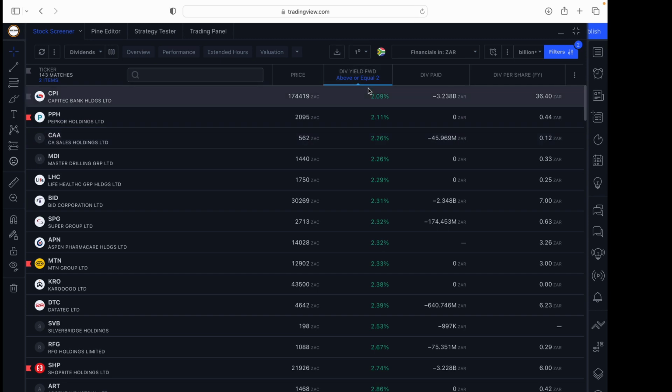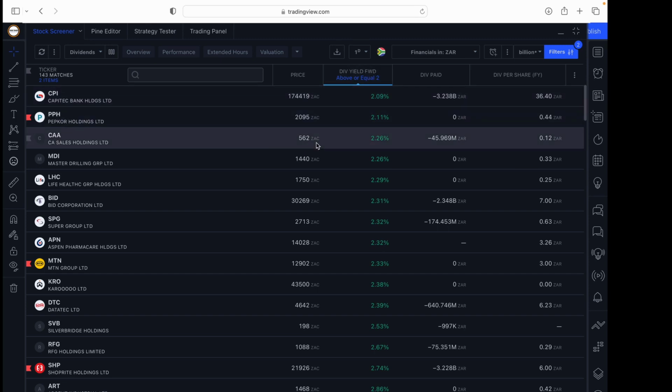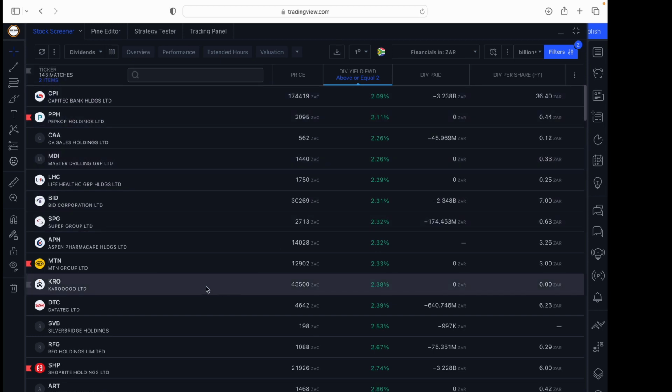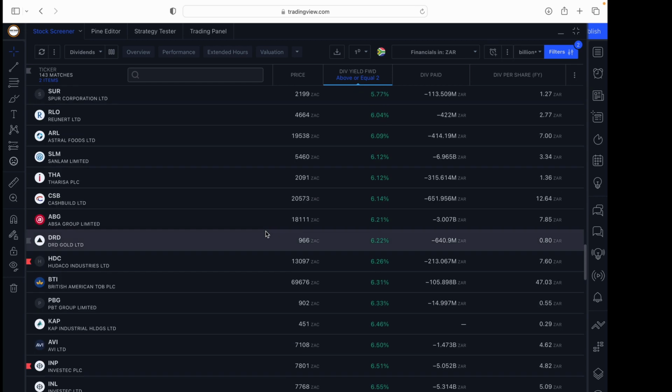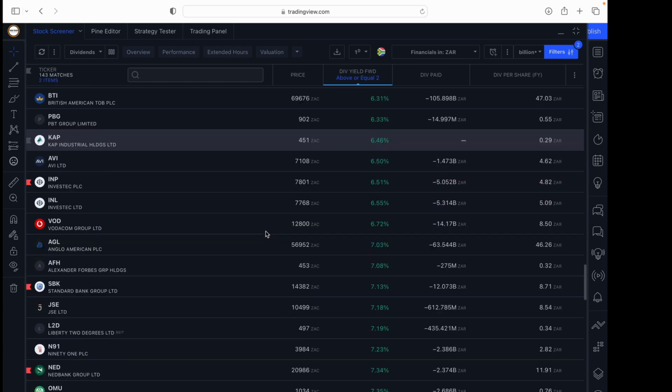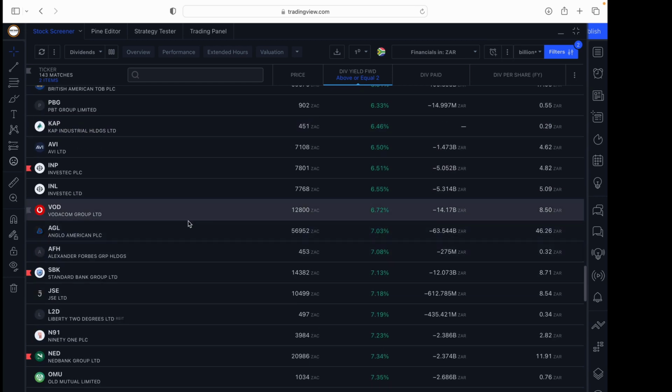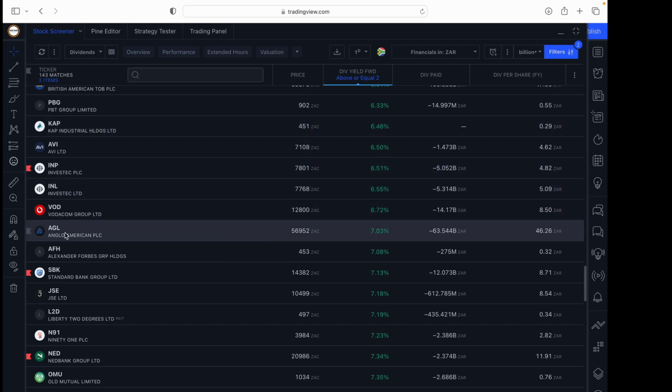So from here you can see we just filtered all the companies that have a dividend yield greater than 2. So we are left with 143 companies. Then you can scroll through. Another thing that you can consider is to look at the inflation. Where is the inflation at that particular time? Let's say, for example, the inflation is at 6% and now you want to beat inflation. So maybe you want to look at companies that have a dividend yield greater than 7%.